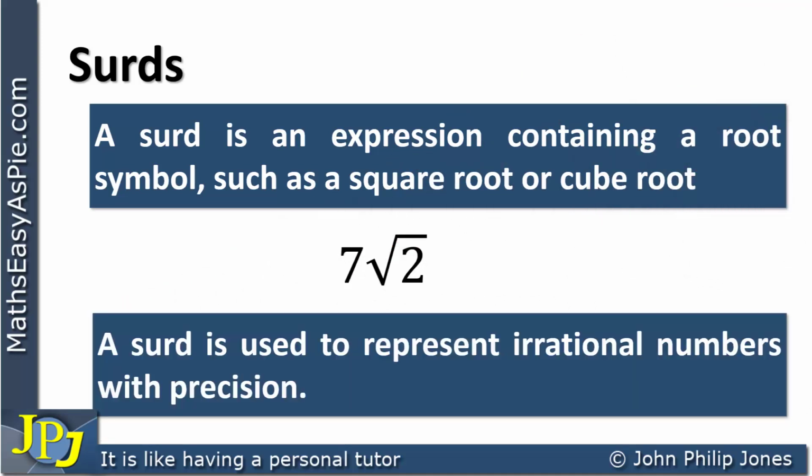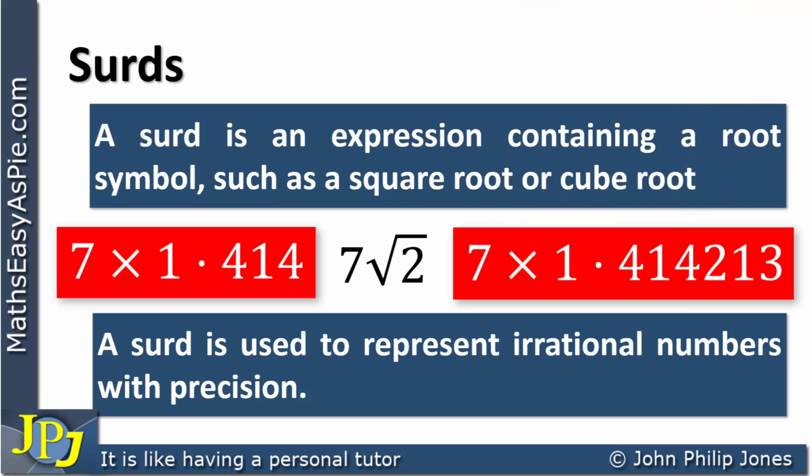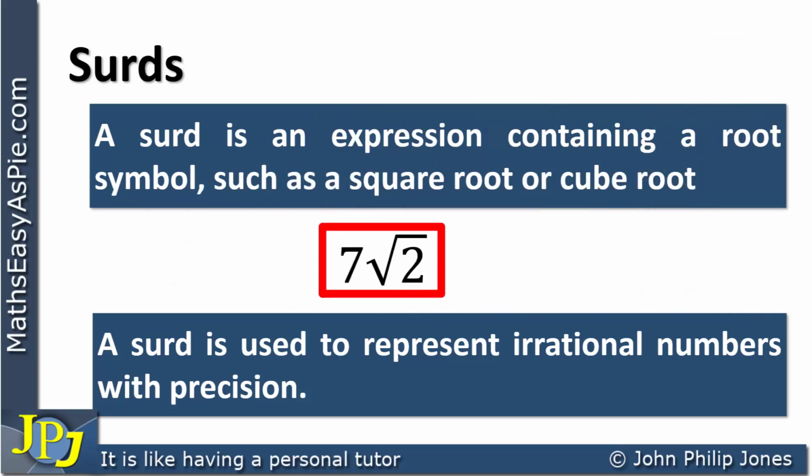A surd is used to represent irrational numbers with precision. So if you were to see this, you leave it like that. You don't bother changing the square root of 2 to 1.414 or the more accurate version of the square root of 2, because if you use decimal format, you cannot make it precise. You leave it as the square root of 2. That gives you the highest level of precision.